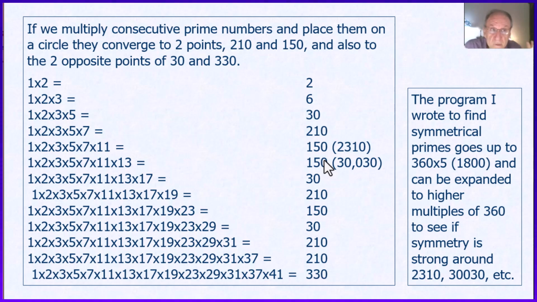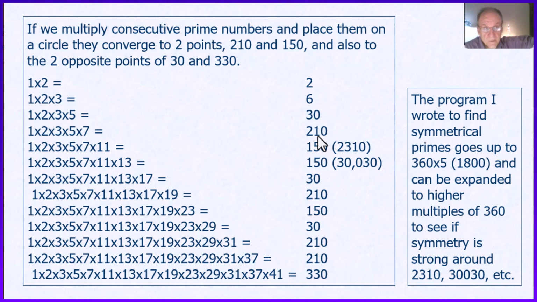And what is the most important one? 0 Scorpio. 0 Scorpio is the most important because once we get above 30, we hit 210. The next most important is 150. So it's 210 and 150. 0 Scorpio and 0 Virgo are the big ones. 0 Scorpio is number 1. 0 Virgo is number 2.